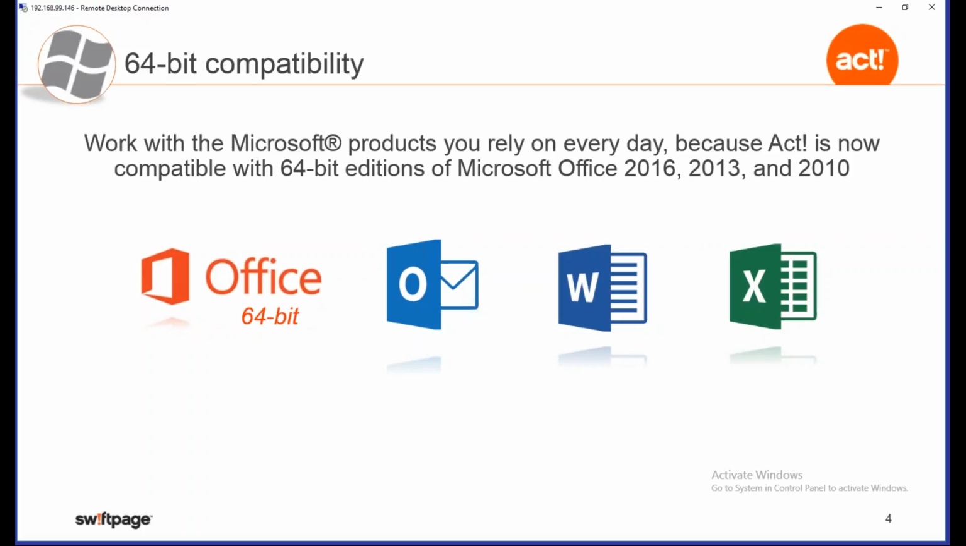So this just allows that you don't have to uninstall the versions and then reinstall the 32-bit version like you had to before. So you're going to be able to keep that 64-bit version of Microsoft Office 2016, 2013, and 2010 and enable it to work with your ACT version 19.